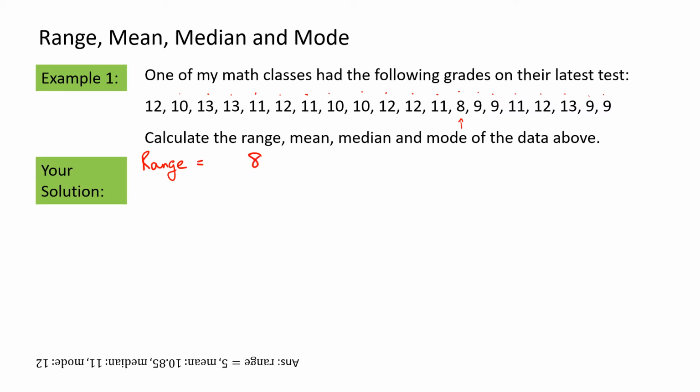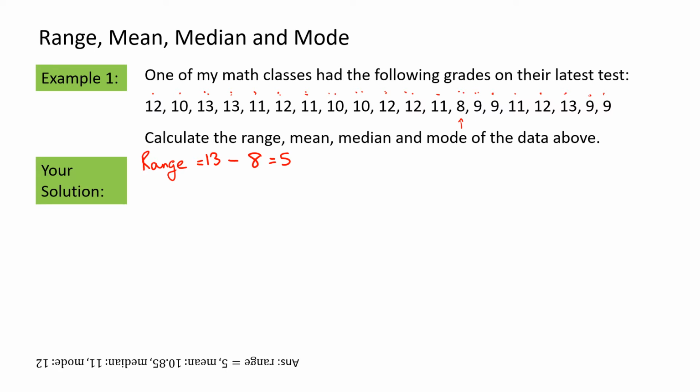Okay. And I know it's the larger minus the smaller one. So my largest value, we have 12, and then 10 is smaller. 13, which is larger, so now my highest number is 13. 13, 11, 12, 11, 10, 10, 12, 12, 11, 8, 9, 9. Keep going, 11, 12, 13, 9, and 9. So nothing is larger than 13. So my largest number is 13, meaning my range, 13 minus 8, is equal to 5.